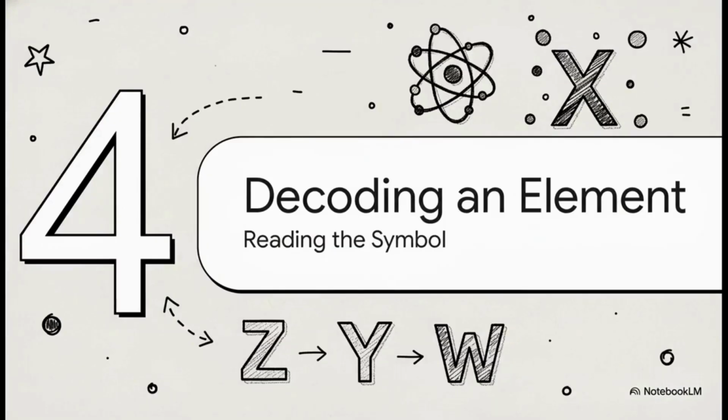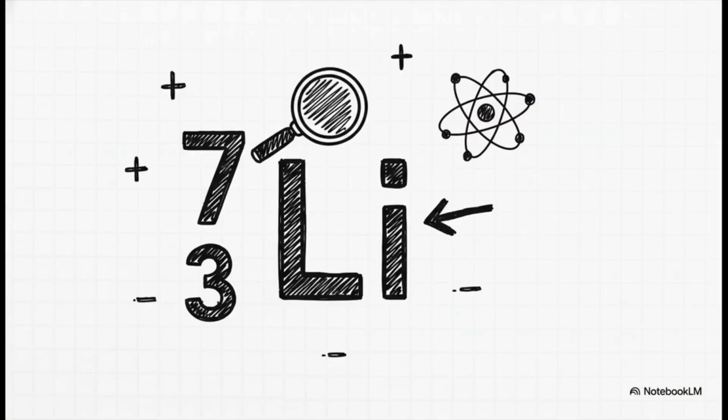Okay, let's put all this knowledge to work. Scientists have a really clever shorthand for describing different types of atoms, what we call elements. It's like a secret code that, once you know how to read it, tells you everything you need to know. Let's take this one for example. This is the symbol for an element called lithium.